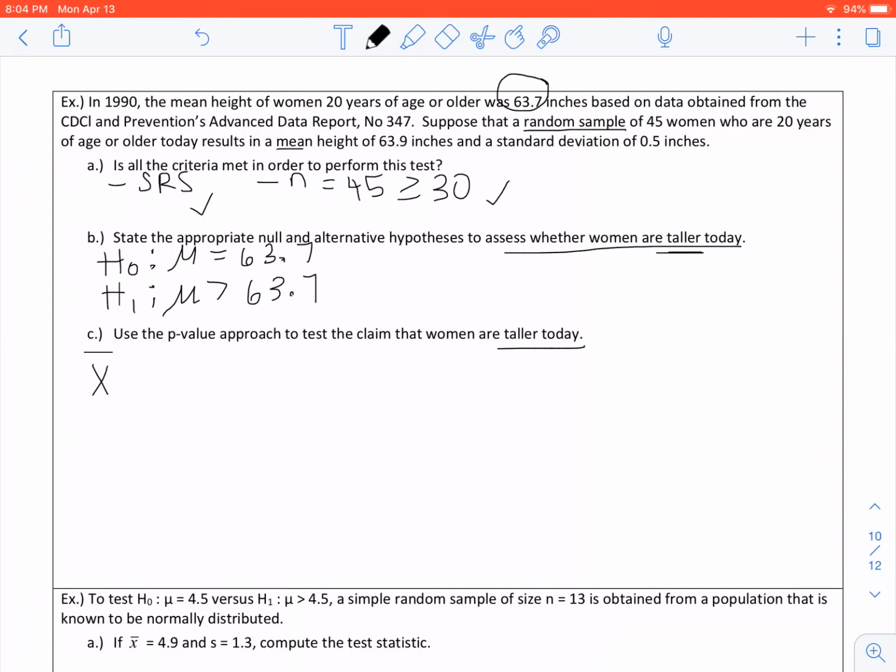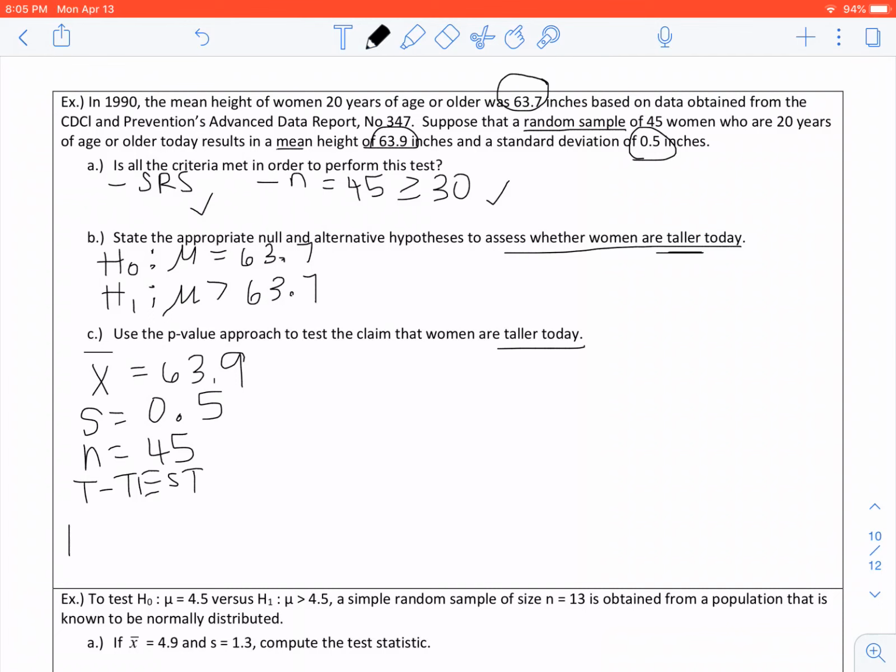And if you notice with our sample, it was 63.9 inches. Our standard deviation for the sample is 0.5 inches. And our sample size that we wrote up above is 45. So we are going to use a t-test. Go ahead and enter in all those values. Again, mu naught is 63.7.